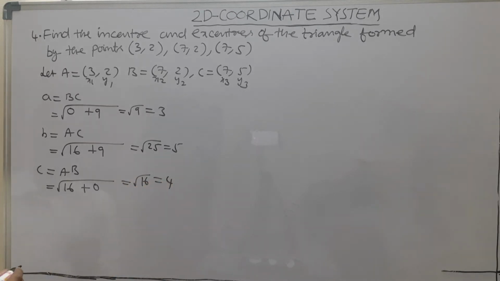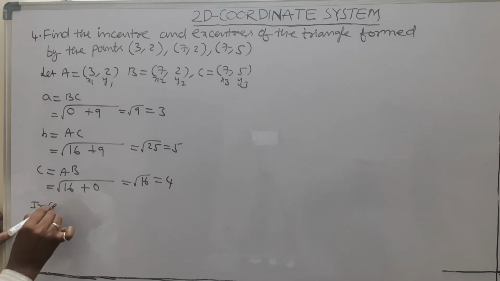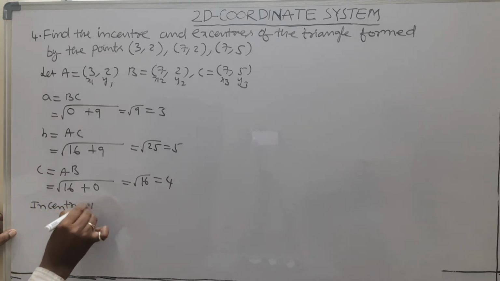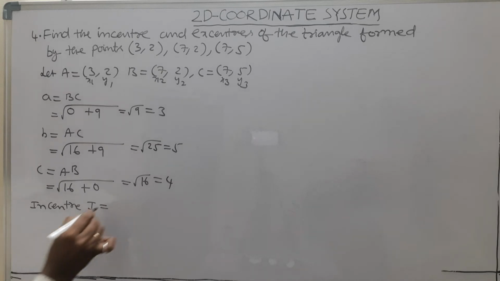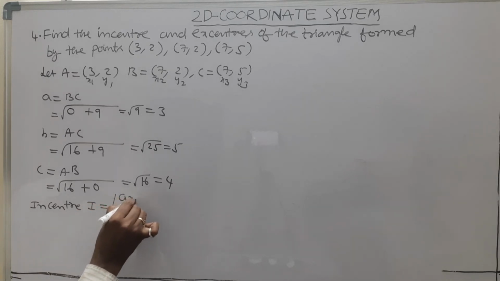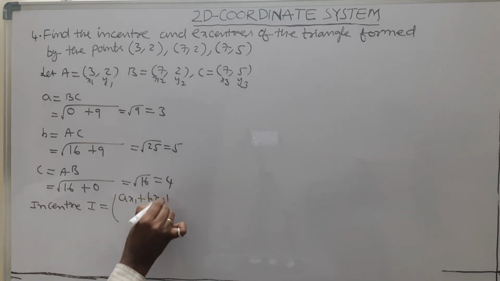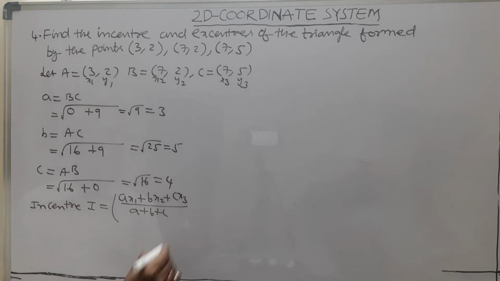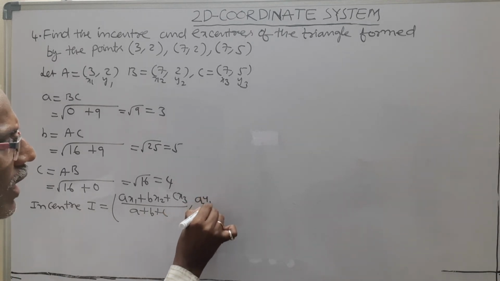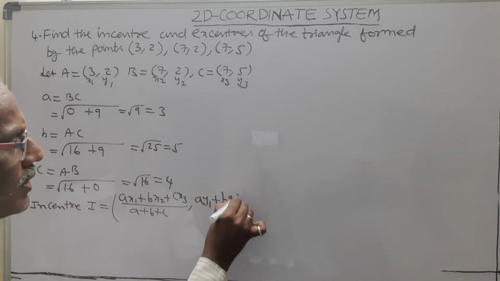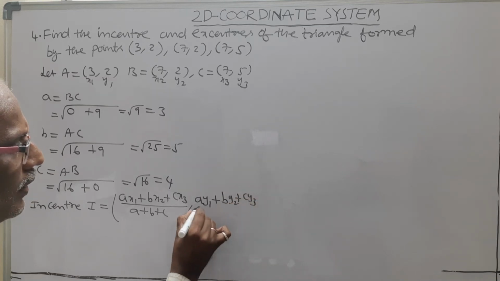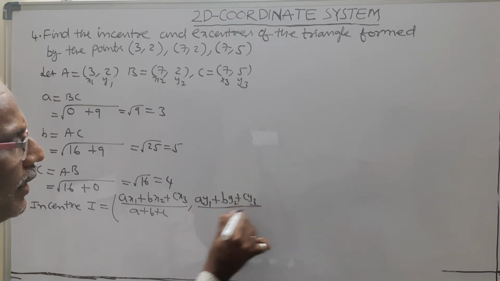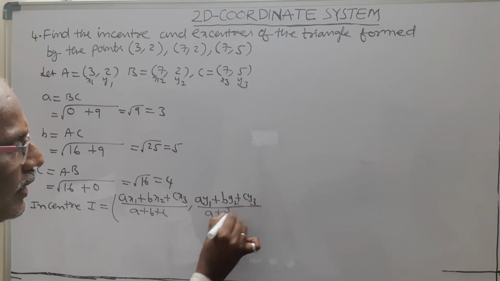Next, apply the formula for the incenter. The incenter I is equal to ((a x1 plus b x2 plus c x3) by (a plus b plus c), (a y1 plus b y2 plus c y3) by (a plus b plus c)).